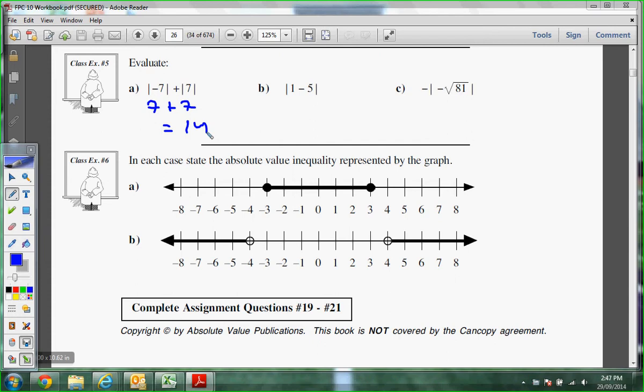Next answer would be 4, yes. Absolute value of negative 4 is a positive 4, distance from 0. Okay, 81 square root is 9, so it's a negative 9. So absolute value of negative 9 is 9. But this negative on the outside, we can't stop. So that stays negative, so your answer is a negative 9. That's the only way you get negative, if the negative's outside the absolute value.